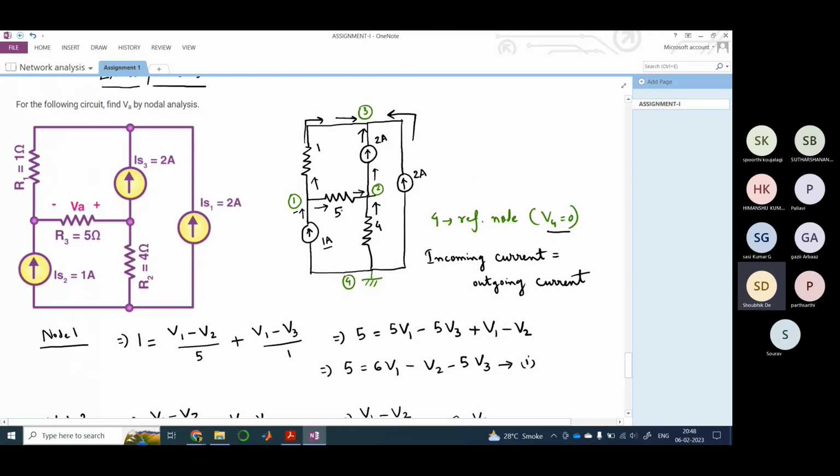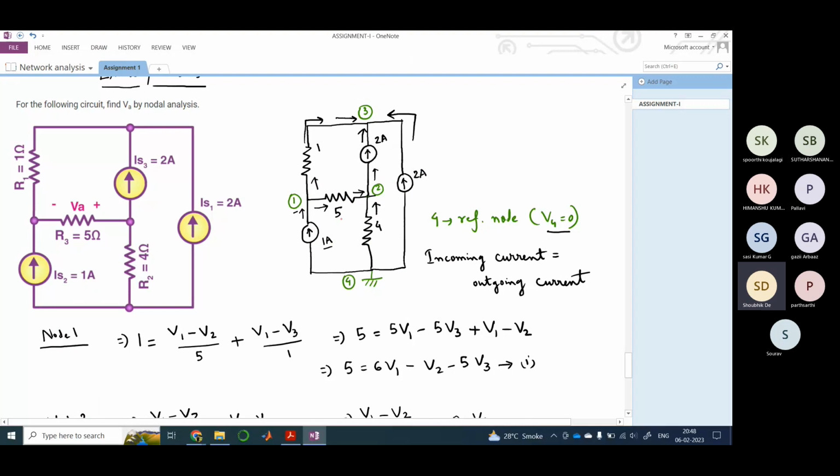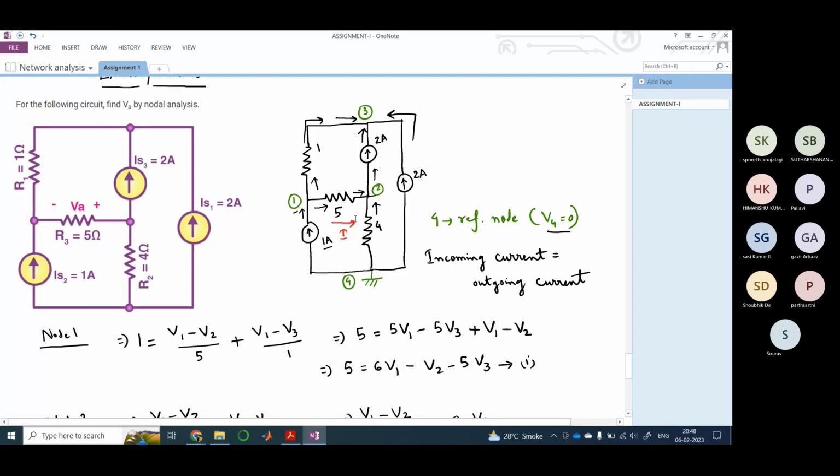If I consider the current, let me use a different ink, you will understand better. Let us consider this I. The current that is flowing through the resistance of 5 ohm in this direction from 1 to 2, right? So I would be, I am just writing here, I would be (V1 minus V2) by 5, right?